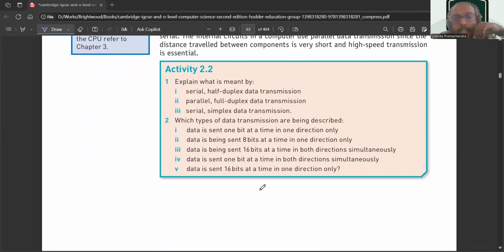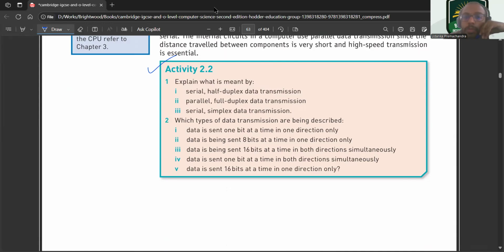Okay. Here is an activity for you. Explain what is meant by serial half-duplex. I will give you 5 minutes. You remember serial half-duplex: data is transferred one by one. Half-duplex data can be transferred in both directions, but at one time only in one direction.